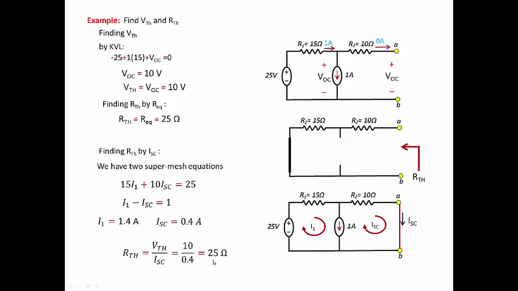I did this example just to show you that if you have no dependent sources in your network, just go ahead and find R Thevenin. Basically, find R Thevenin by finding R equivalent across the terminals AB once you suppress all the independent sources. It's a very powerful technique. It is easier to use, and that's what I recommend you do.